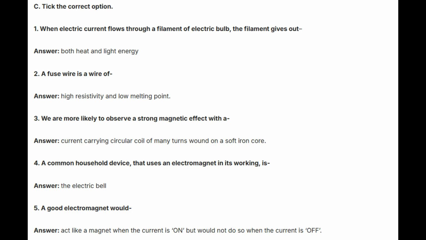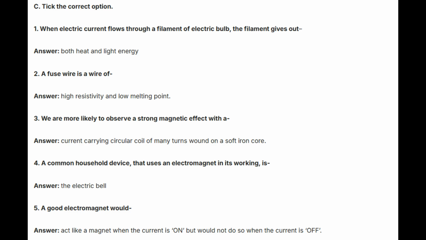C. Tick the correct option. First, when electric current flows through the filament of an electric bulb, the filament gives out both heat and light energy. Second, a fuse wire is a wire of high resistivity and low melting point. Third, we are more likely to observe a strong magnetic effect with a current carrying circular coil of many turns wound on a soft iron core.